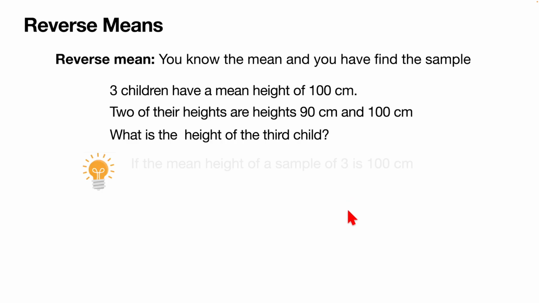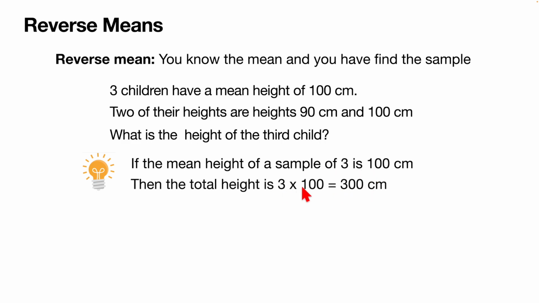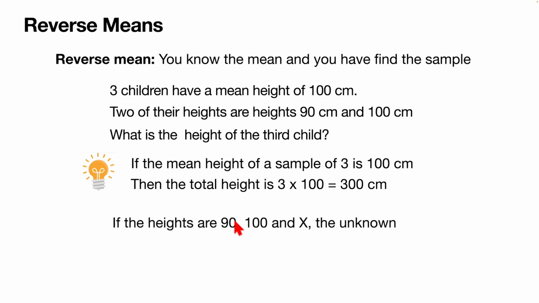Seems a bit familiar. If the mean height of a sample of 3 is 100, then the total height is 3 times 100 equals 300. But we know the heights are 90, 100 and x. X is the unknown third child's height. So 100 plus 90 plus x is 300, and you can fiddle it about to get x equals 110. You've gone through the total to find the answer. And that's the only way to do it.